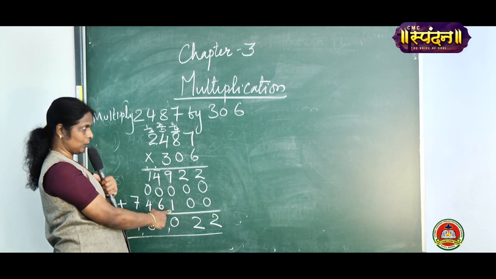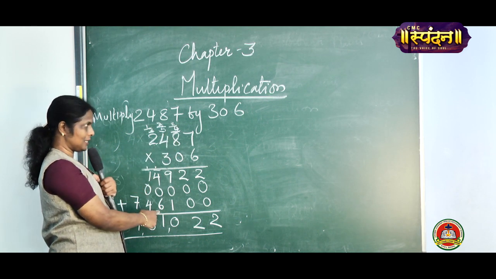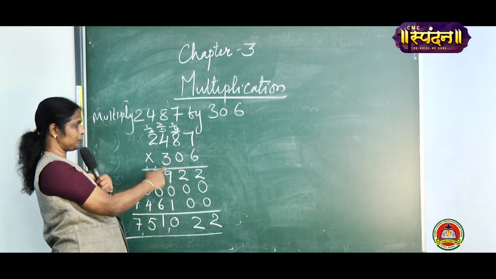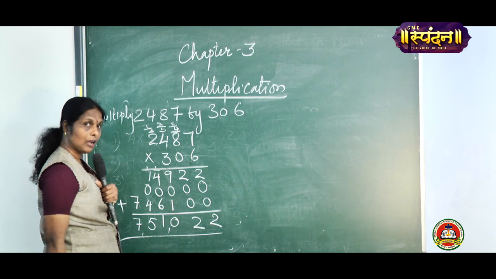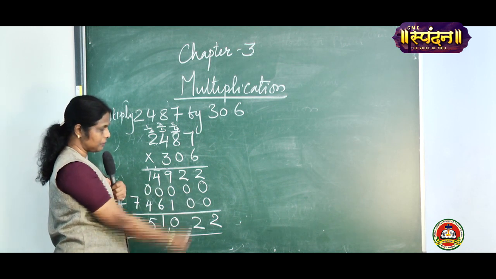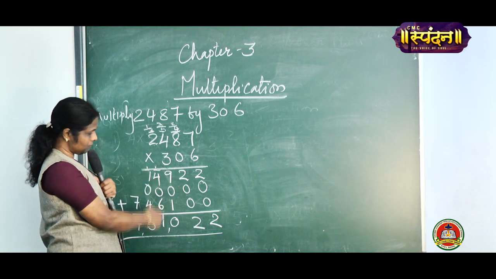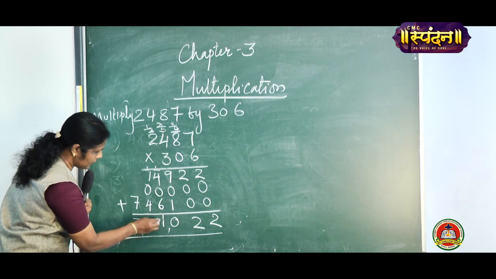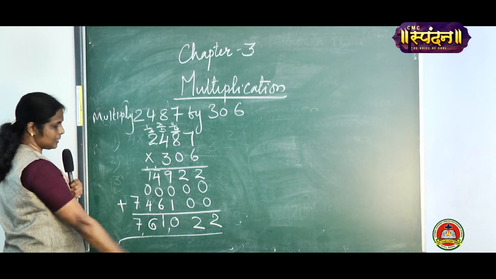3 sevens are 21, 1 carry over 2. 3 8s are 24, 24 plus 2 is 26, 6 carry over 2. 3 4s are 12, 12 plus 2 is 14, carry over 1. 2 3s are 6, 6 plus 1 is 7. Now add, which is the last step, you have to add all these 3 numbers. 2, 2, 10, carry over 1, 10, 11, carry over 1, 5, 6. Here it will be 6, 4 plus 1 is 5, 5 plus 1 is 6 and 7.